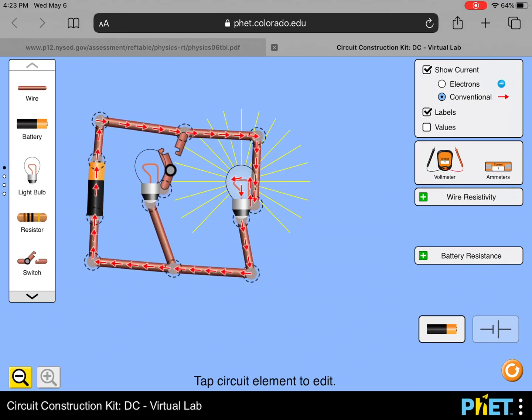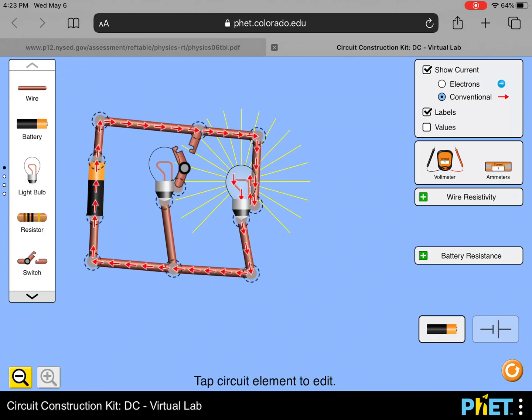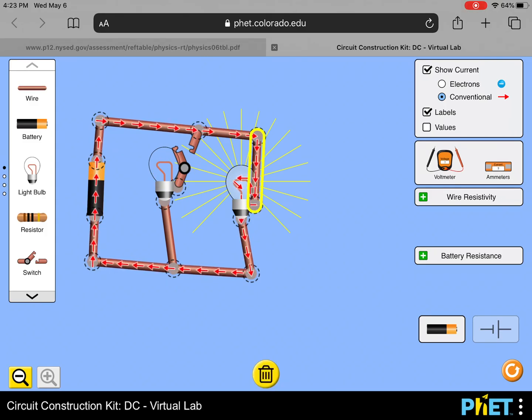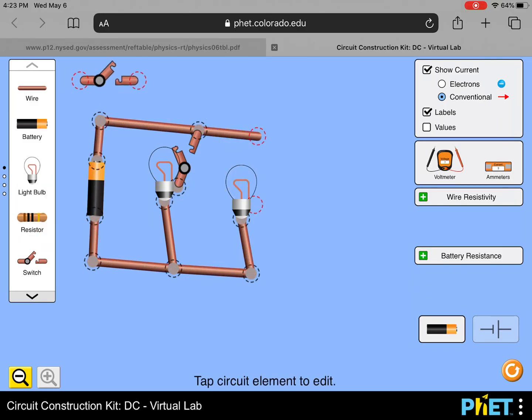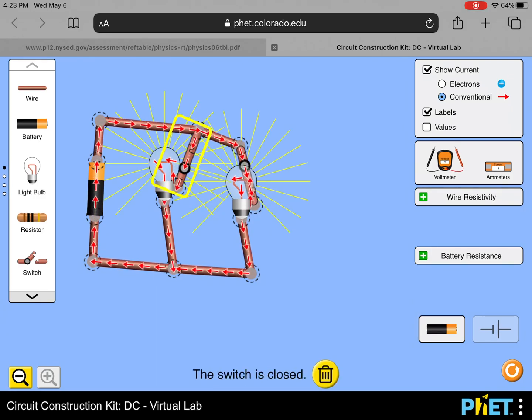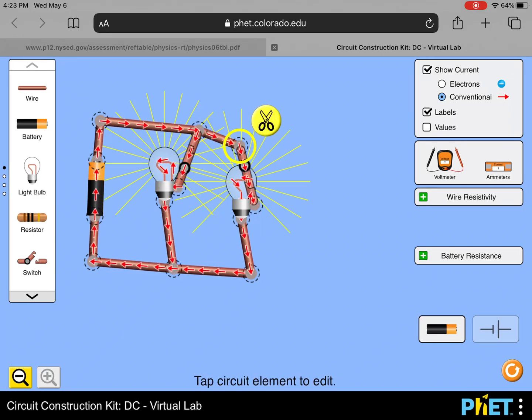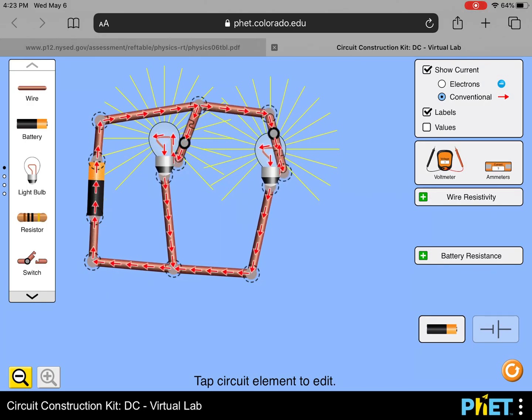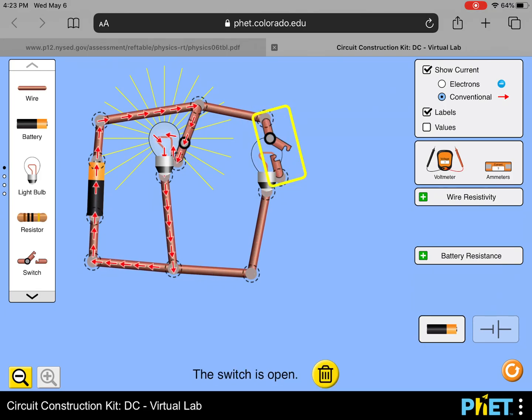So right now, the switch is open, so no current can get to that first light bulb, so it's off. Close the switch, now it's on. Open the switch, now it's off. I can put a switch there too, so I can control both of them. All right, let's move this so it's a little easier to do. So I can turn this one off, turn this one off, turn this one on, turn this one on.